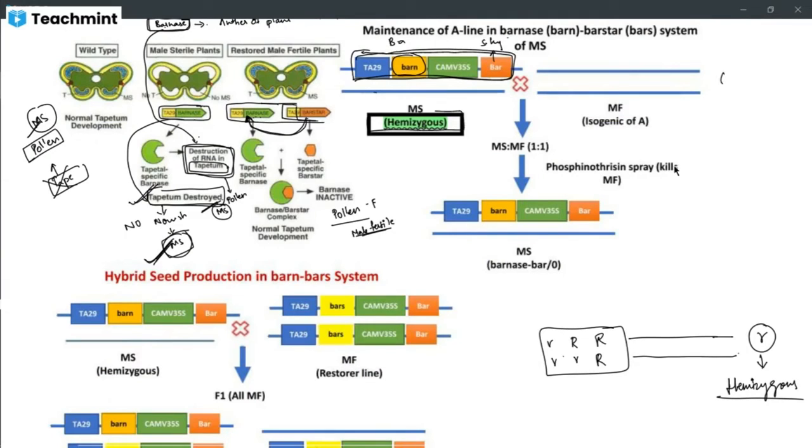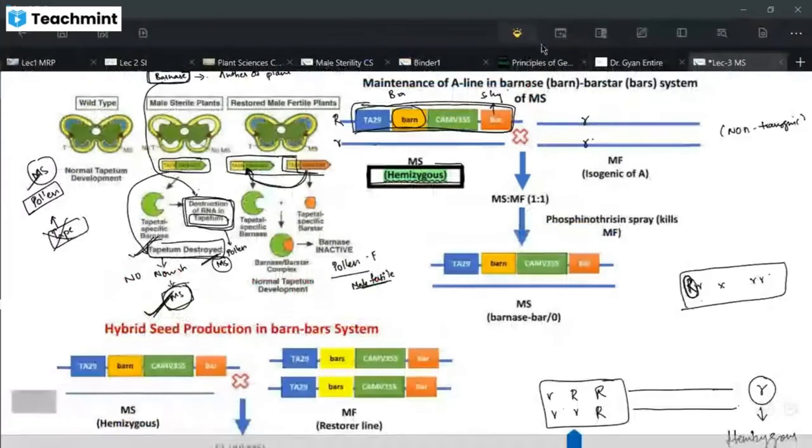Whereas in the case of your non-transgenic, which means there is no transgenic construct at all, this is your normal one, right? Just assume a condition where you will be crossing capital R small r with small r, where capital R is the transgenic construct. This is capital R, this is small r, similar condition, okay?